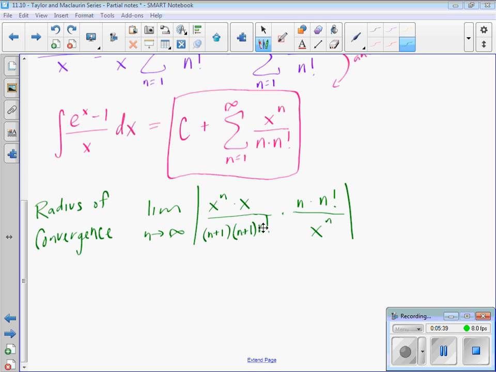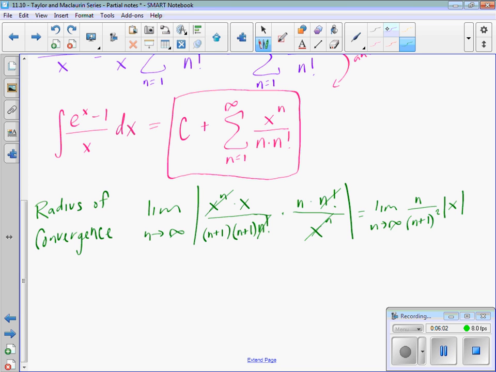Okay, so then here we can cancel out the n factorials, the x to the n's. So really here I just have the limit as n goes to infinity of n over n plus 1 squared. And I'll just leave it like that. And then still have the absolute value of x.